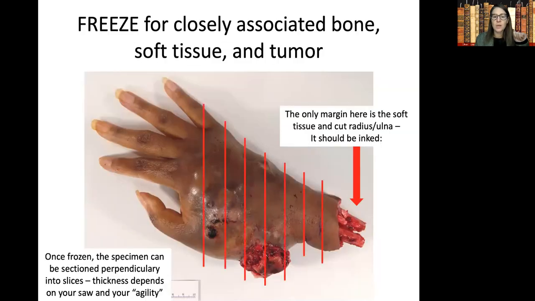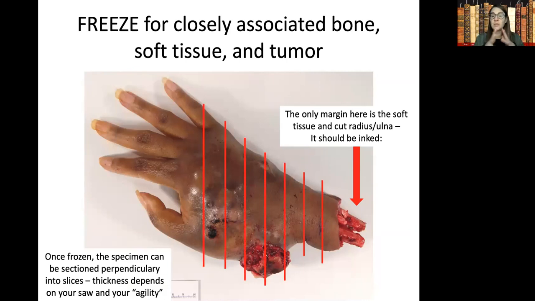So what we're going to do is, once frozen, the specimen will be sectioned perpendicularly across the whole hand into slices. The thickness of your slices once frozen might depend on your saw, as well as your agility and your comfort with the saw. I have no problem with these sections being a little bit thicker up front.